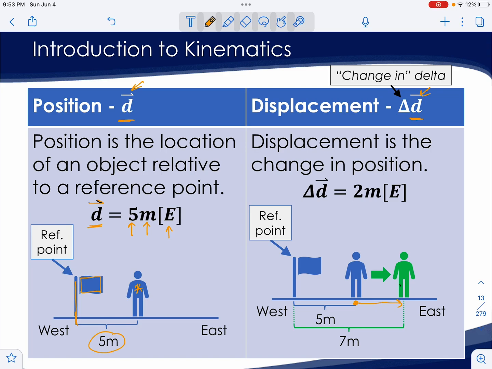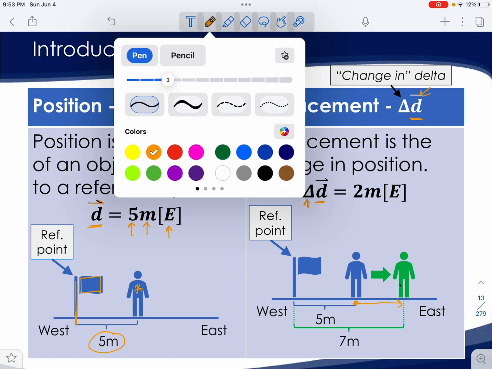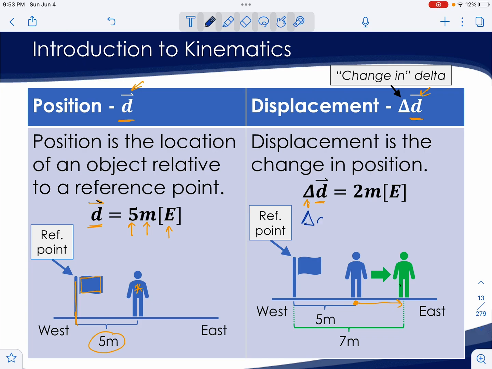Now you can see that we have our D, which is talking about position, and then we have this little triangle in front of it. This triangle is a Greek letter, and it's called delta. Delta means change in. So when you're talking about delta D, let me change my pen to a darker color. When we say delta D hat, it's talking about your change in position from 1 to 2.